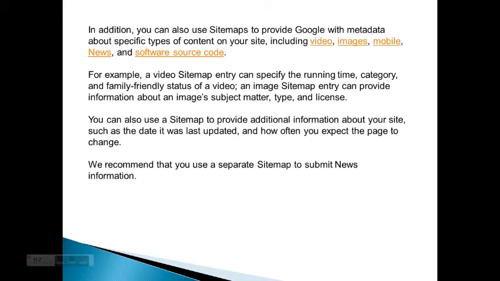So in addition, you can also use sitemaps to provide Google with metadata about specific types of content on your site, including video, images, mobile, news, and software source code. For example, a video sitemap entry can specify the running time, category, and family-friendly status of the video. An image sitemap entry can provide information about an image's subject matter, type, and license.